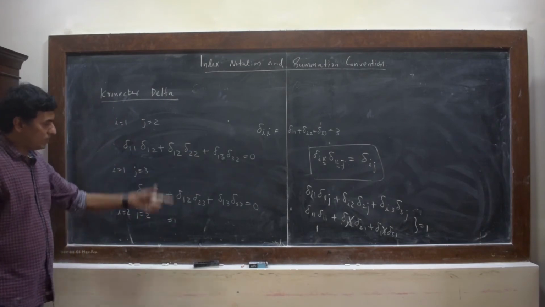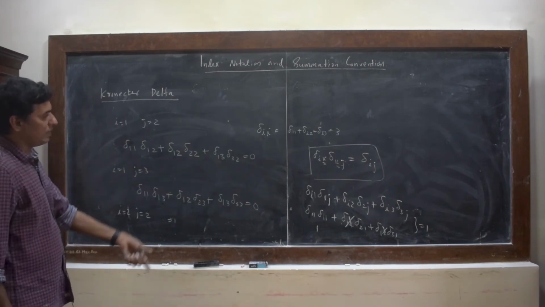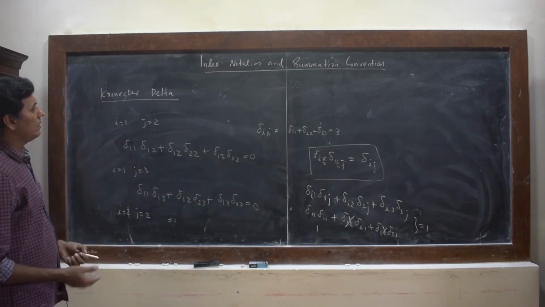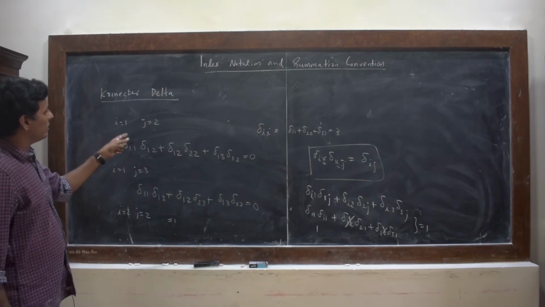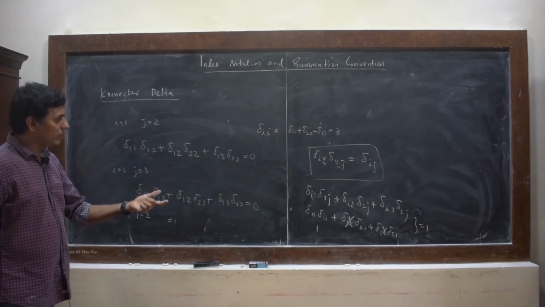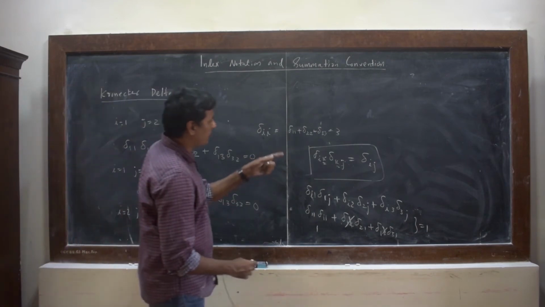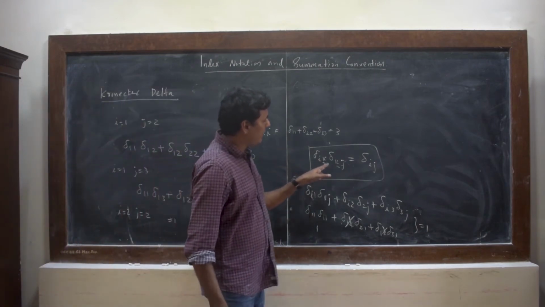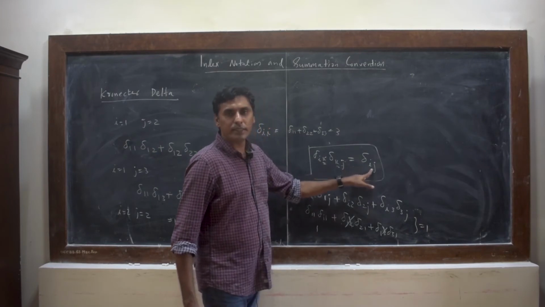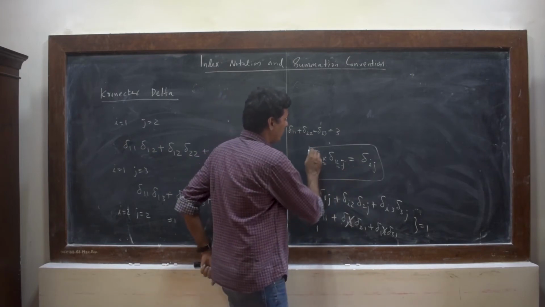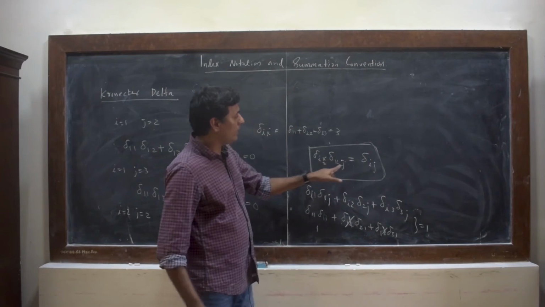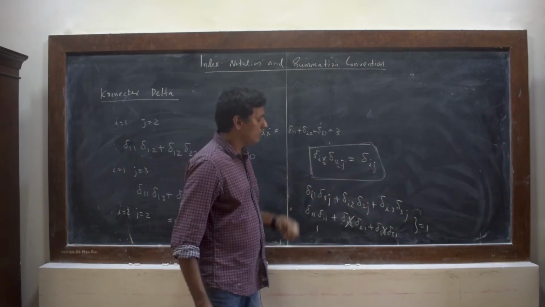So from all this, you can evaluate the other elements, but you can see that when i equal to j, you will get 1, and if i not equal to j, you will get 0. That means this object delta ik into delta kj is nothing but delta ij. So this is a very important result: delta ik into delta kj is equal to delta ij.